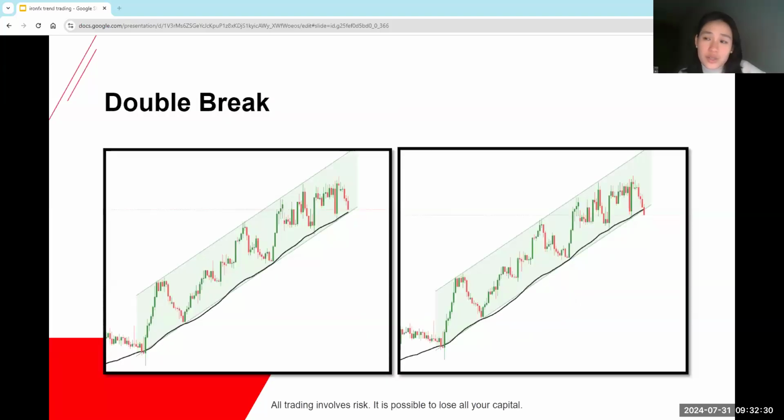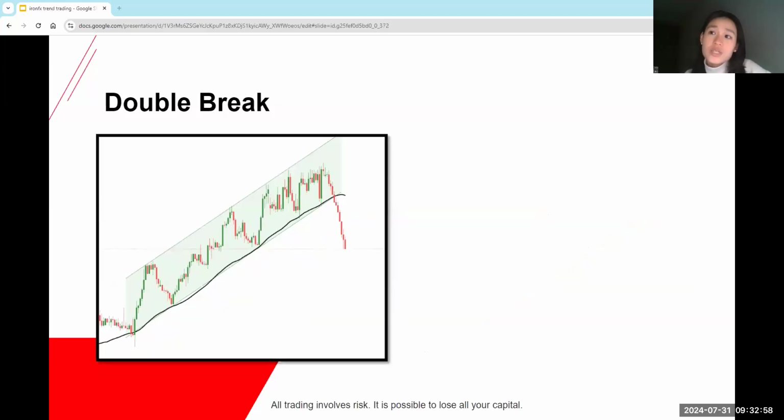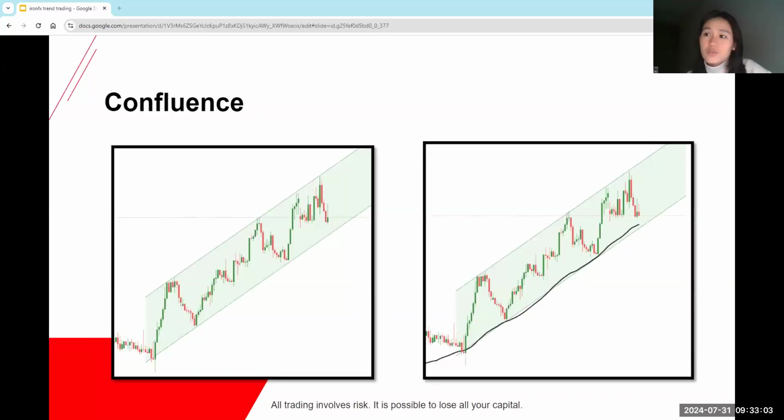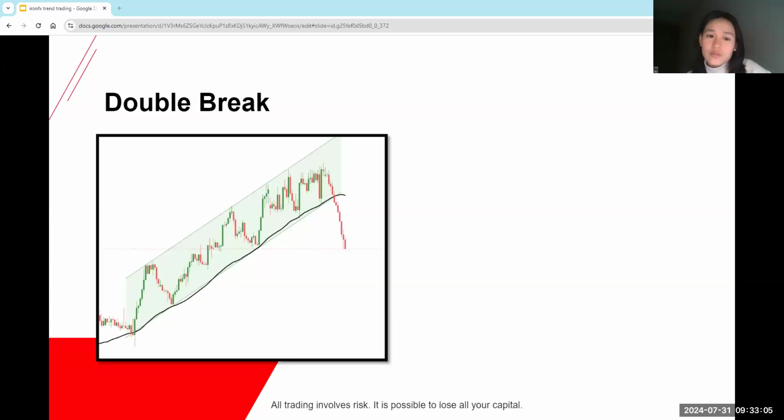Another indicator that you can use is a double break. So double break is basically when price breaks out of your trend channel. Okay, so we've identified previously how you can identify a trend channel. You want to make sure that there are two touches at the top, two touches below. But if a double break occurs, that's how you know that the trend is probably going to reverse. So here's an example. You can see price breaking out of it, moving in a really strong downtrend.